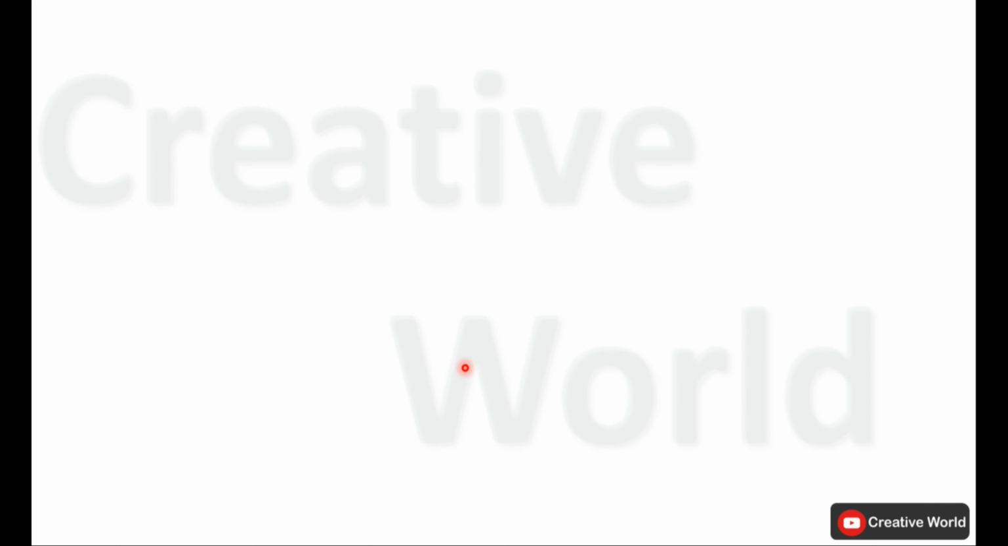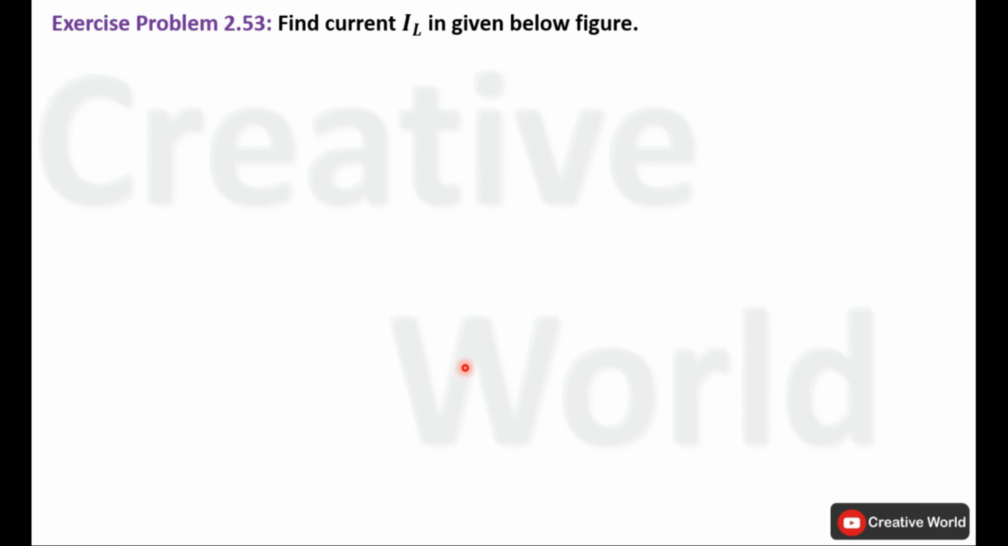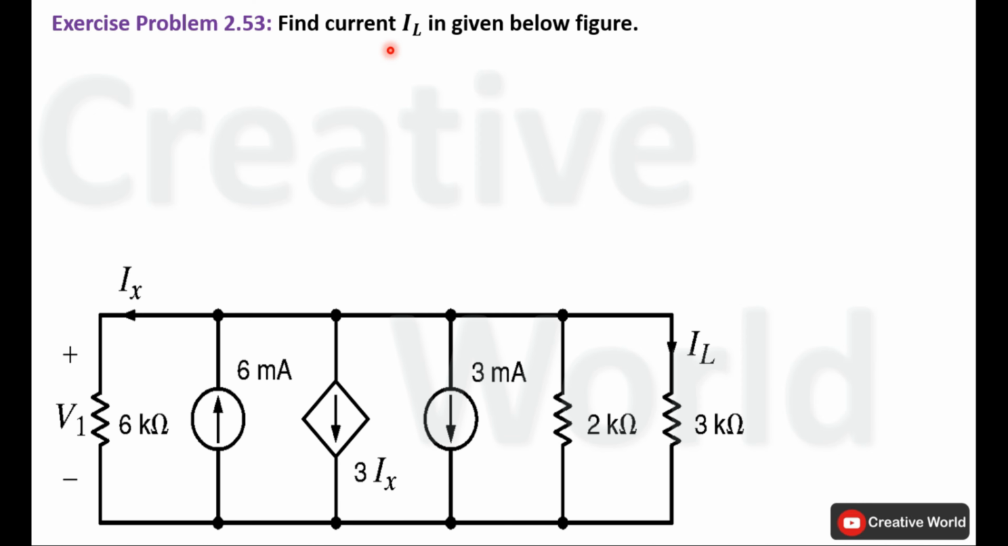Now move towards the problem. Exercise problem number 2.53. Find current IL in the figure given below. This is the circuit diagram of the given problem. We have to find the value of current IL through this 3 kilo ohm branch. So without wasting time, let's proceed towards the solution.